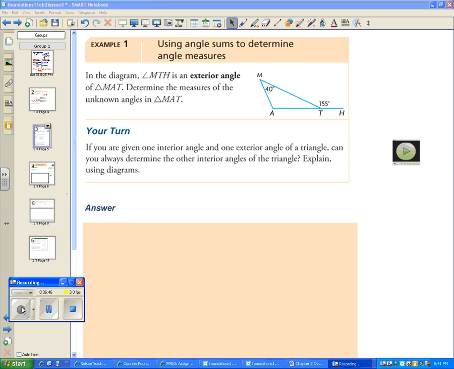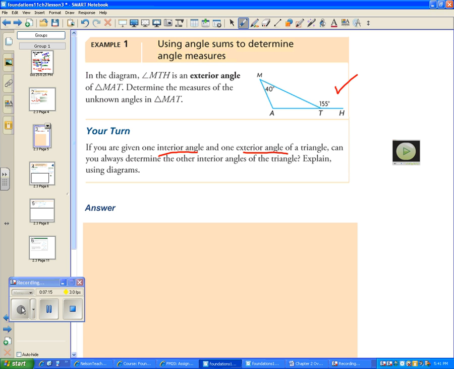In this next example, we're asked a question. So we found all the angles given this triangle, but it says if you are given only one interior angle and one exterior angle, can you always determine the other angles? Explain using diagrams. Well, we found in this case, yes, we could. And so I want to talk about the relationship between this.